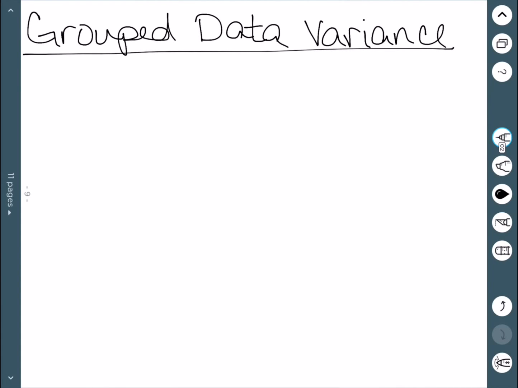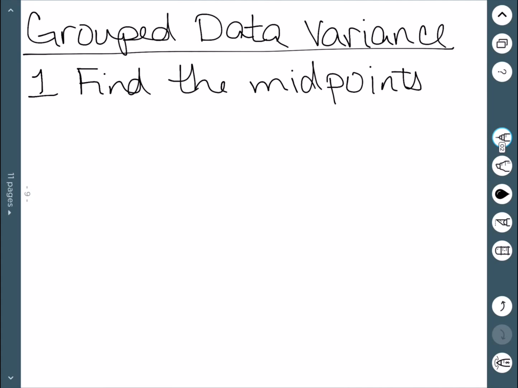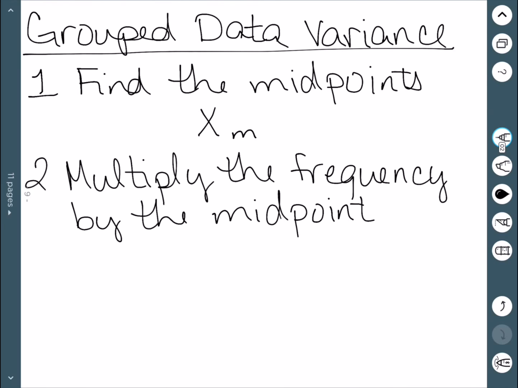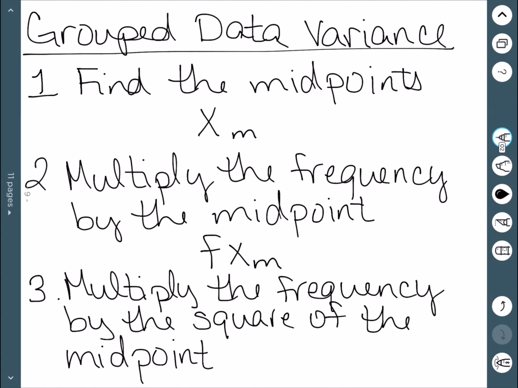We'll now discuss how to take the variance and standard deviation of grouped data. So this means data that is already in a frequency distribution. The first step would be to find the midpoints, and we often denote this by x sub m. We then multiply the frequency by the midpoint, so we have f x sub m. We then multiply the frequency by the square of the midpoint, so we have another multiplication, which is f times x sub m squared.